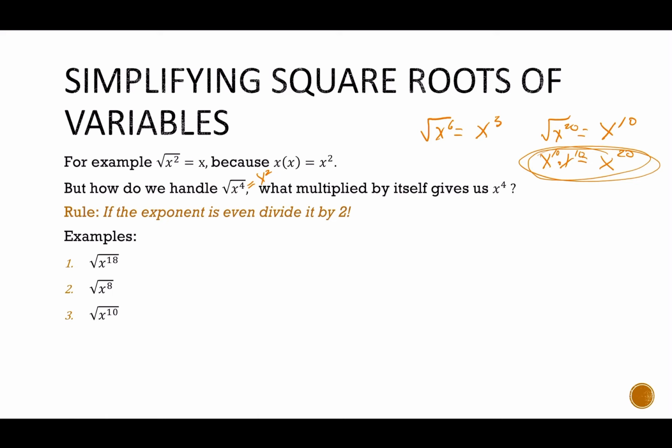The square root of x to the 18th, that's going to be x to the 9th, 18 divided by 2, which is 9. The square root of x to the 8th is going to be x to the 4th. 8 divided by 2 is 4. The square root of x to the 10th is going to be x to the 5th. 10 divided by 2 is 5, right? So that's the first skill we need, to know how to take square roots and simplify variables.